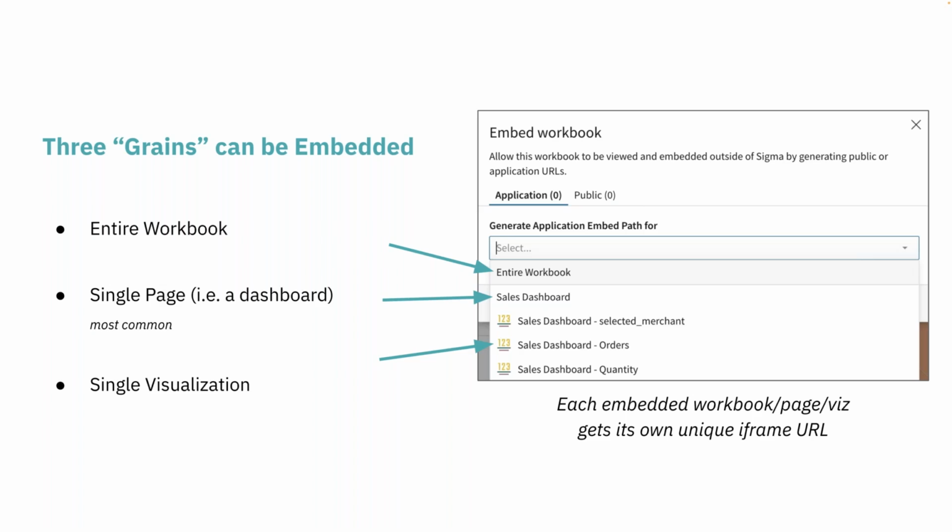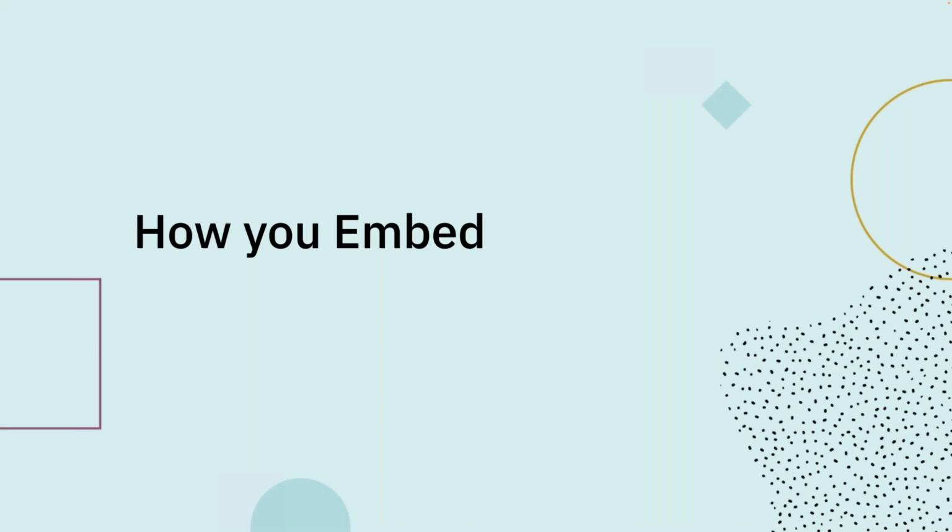The most common option is people will embed a single page, which is a lot like embedding a dashboard. It's got a bunch of charts, filters on there, KPIs, that kind of thing. And then you can also embed an individual visualization, like a single bar chart or a single table element. And this is a fairly common method of embedding as well. But the most common one I see by far is people embedding the entire workbook or a single page experience there that you see. That's the option in the middle. And I'll show you what that looks like in the demo as well.